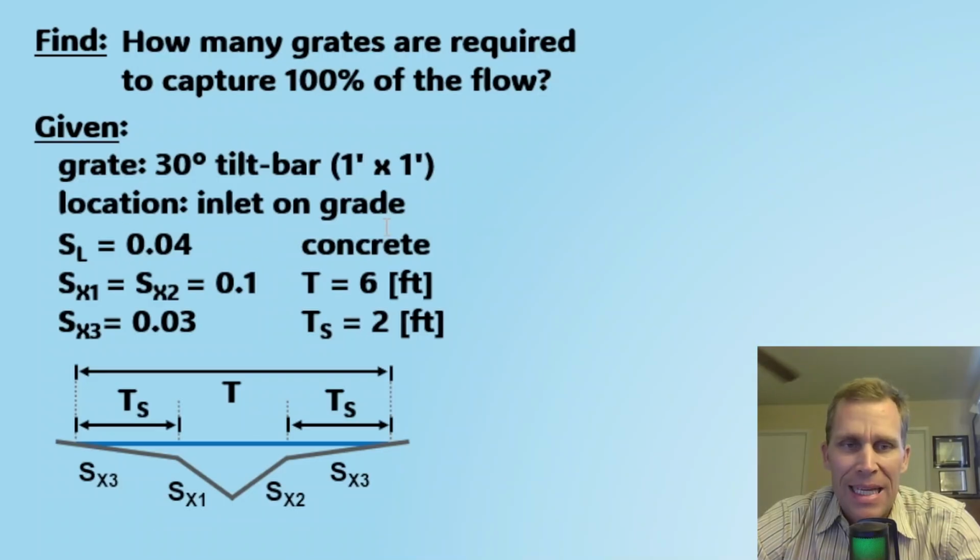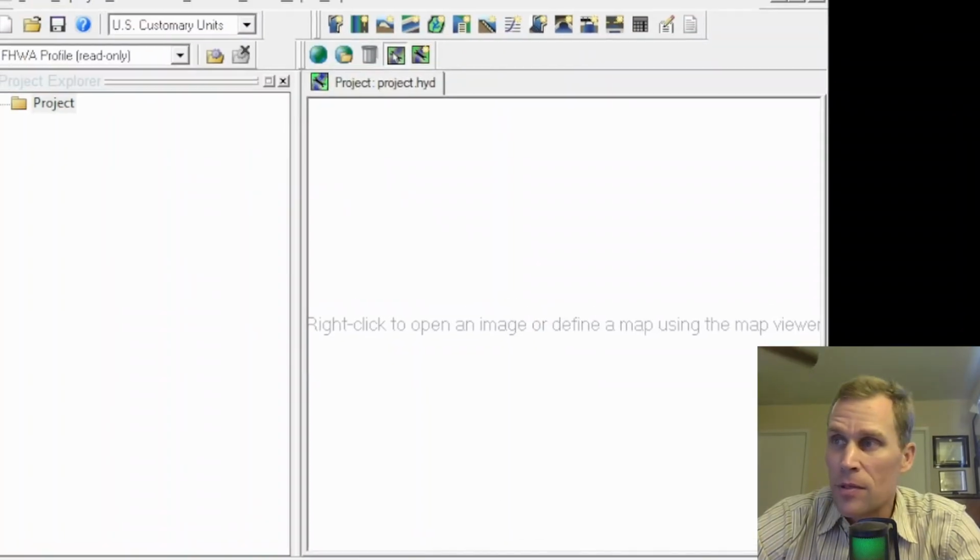The location will be inlet on grade, made of concrete, and then some of the other slopes and widths are provided in this diagram. Right, so these are the numbers that we're going to be using in our calculators. So if you want to follow along, these are the numbers to use. I'm going to pull that off to the side here.